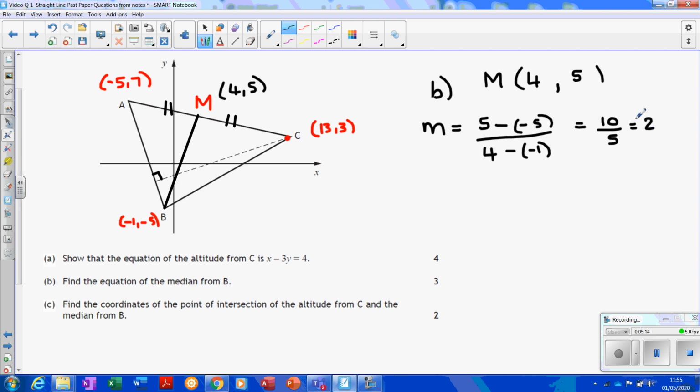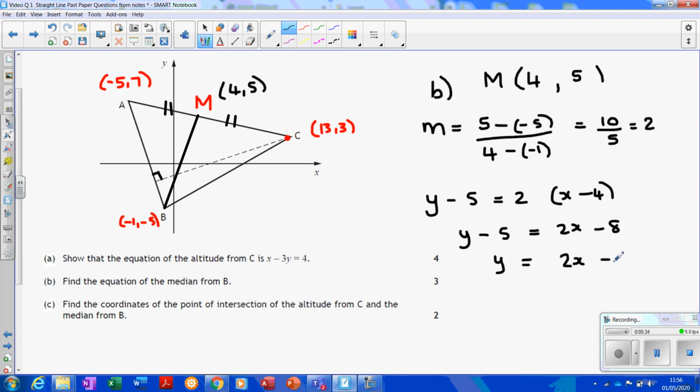Right, I now know the gradient and a point on the line. So the equation of the median is y minus b, y minus 5, is equal to m times x minus a. So therefore y minus 5 is equal to 2 times x minus 8. Add 5 onto both sides, so y is equal to 2x minus 3.